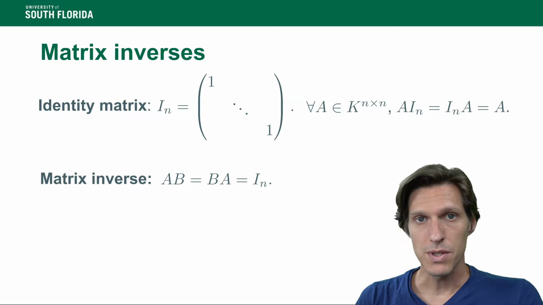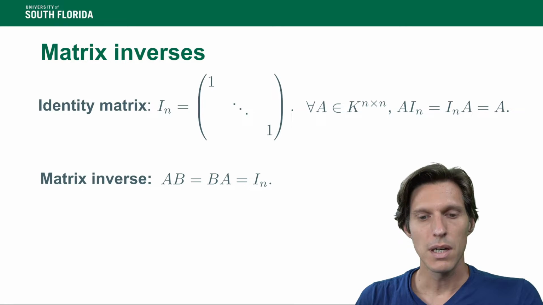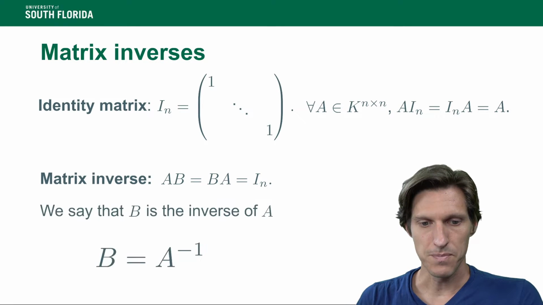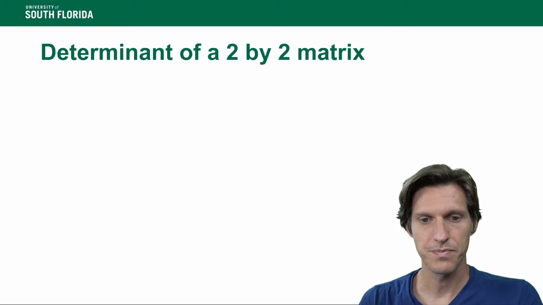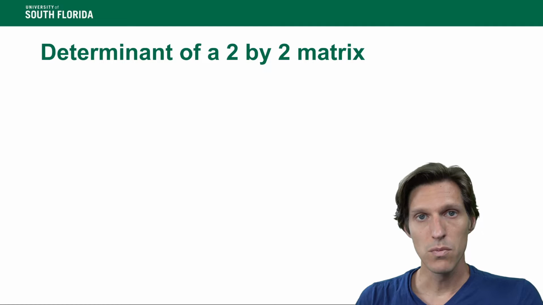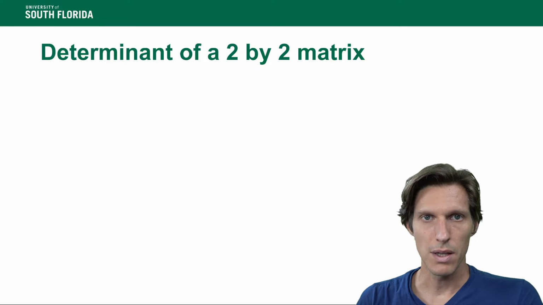Now, some matrices have an inverse. What that means is there is another matrix such that you multiply them together and you retrieve the identity. And so in that case, we say that we have the inverse of the matrix. Now, to move towards the calculation of inverses of matrices, we have to make a detour by the calculation of what is called the determinant.